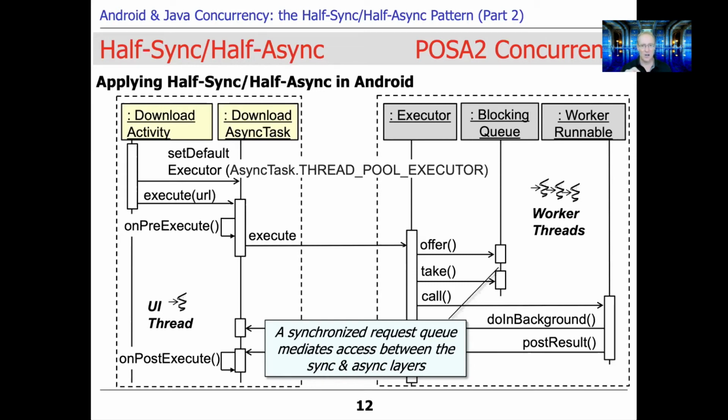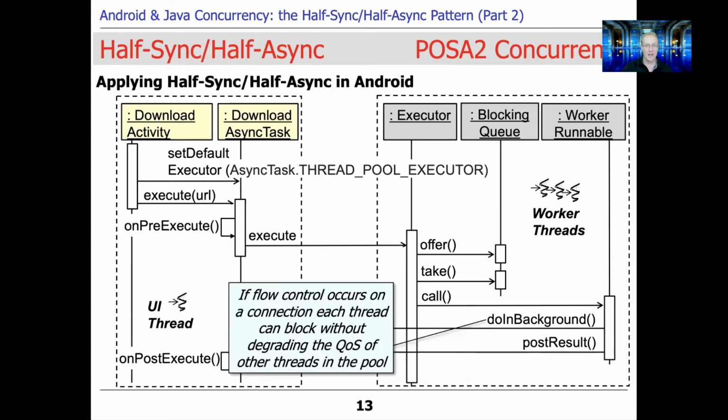Then it calls execute on the executor, and that goes ahead and plops the command that we created, this worker runnable, into the blocking queue. And then another thread will pull off the request. One of the threads from the worker threads pool will pull the command off the request queue, the blocking queue, and then it'll call or run the request. And that will ultimately involve triggering the doInBackground hook method, which does the long running computation, in this case to download an image, but it's whatever you decide to do.